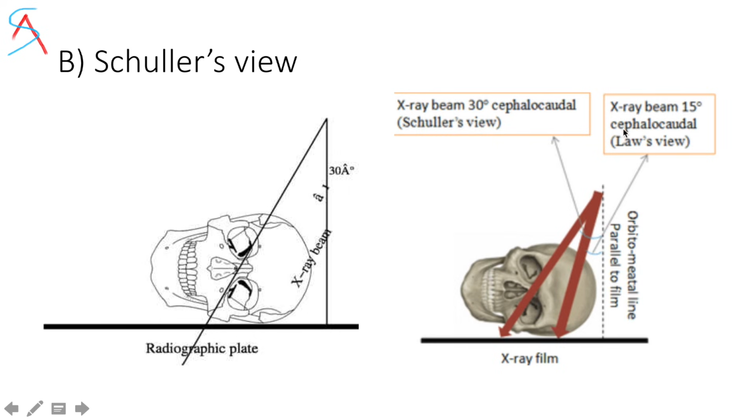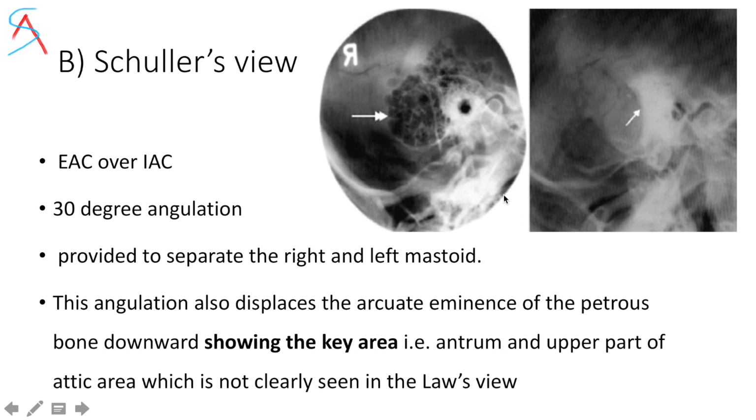In this, instead of the 15 degrees which we use in Law's view, we use a 30 degree cephalocaudal X-ray beam. What happens with the 30 degrees is this angulation separates the right and left mastoid. This angulation also displaces the arcuate eminence of the petrous bone downward, showing the key areas. As I told, the key areas are very nicely visible. You can see the antrum, the upper part of the attic area. Here you can see mastoid cells in a honeycomb appearance.